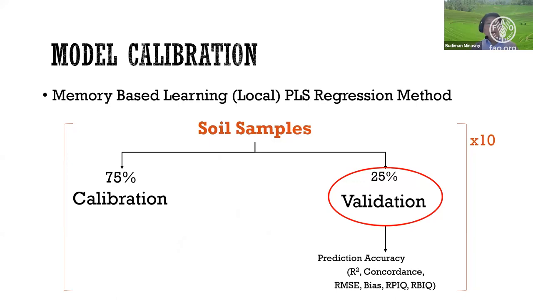To do that, we use a method called memory-based learning, a local PLS method. Don't worry about it, it's just a method. We take the soil samples, the whole 17,000, or actually around 50,000 soil samples, and divide them 75% as calibration and 25% as validation. That means 75% is used to build a model and 25% is not used in the model. So that we don't have a chance of picking a good or bad split, we repeated this procedure 10 times so that we can get a clear understanding, right?